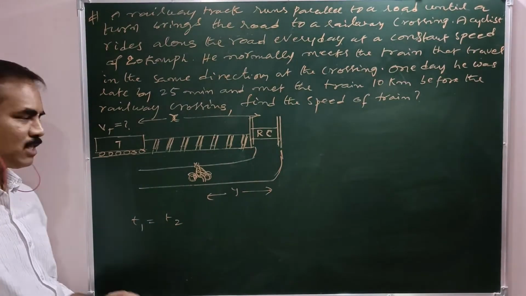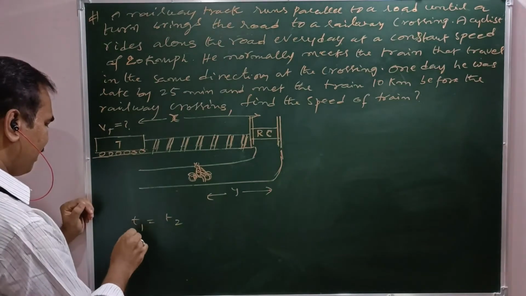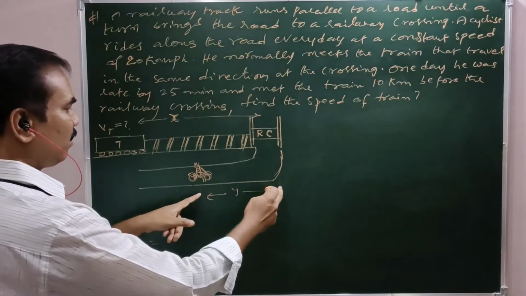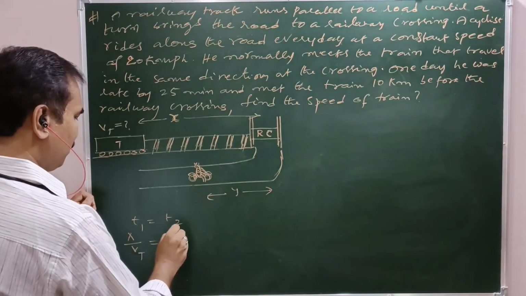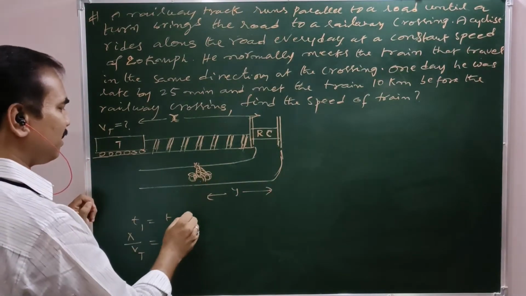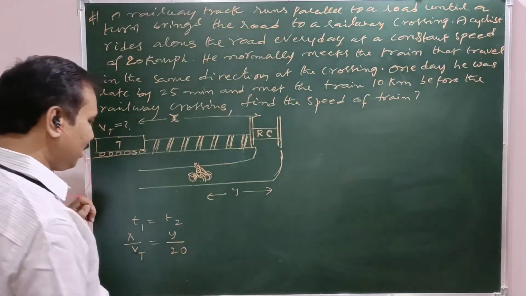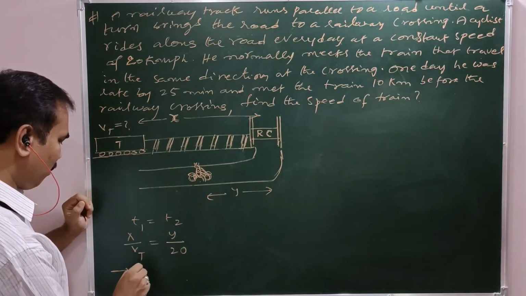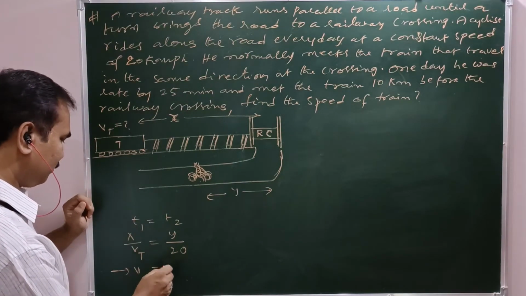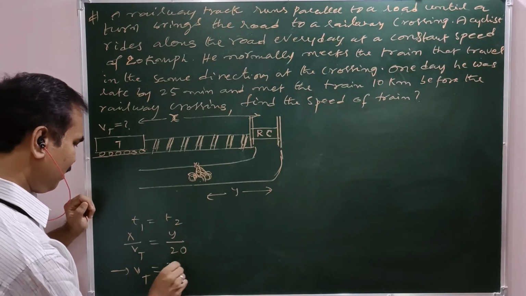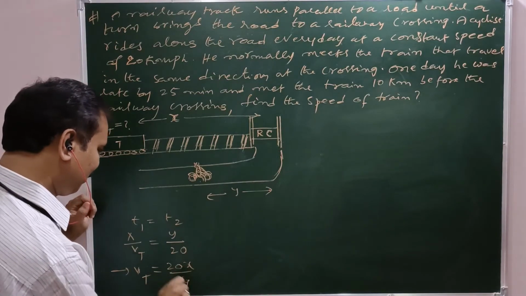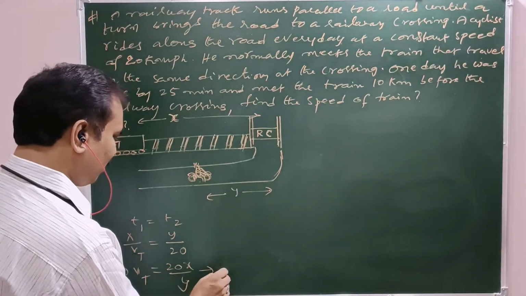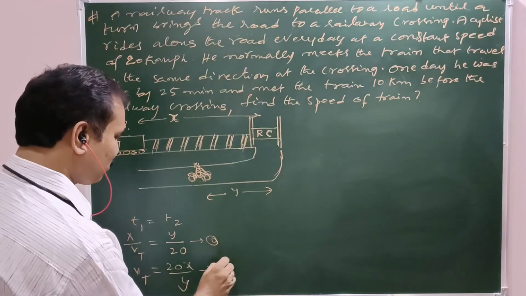T means what? Distance x equals Vt times T, so T equals x by V. So x by Vt equals T2, which means y by the speed of the cyclist, that is 20 km/h. From which Vt equals 20 x by y. This is equation number 1. This is equation number 2.